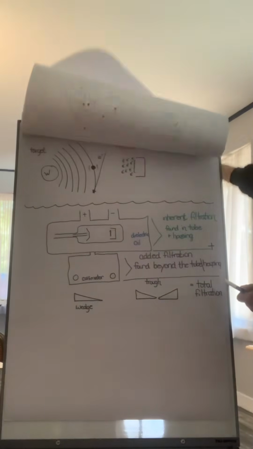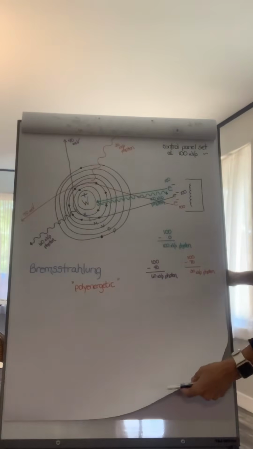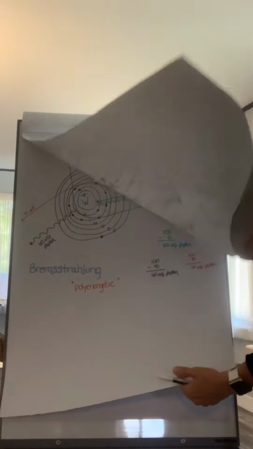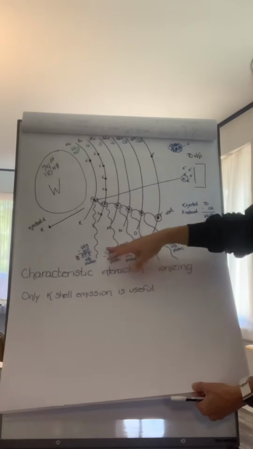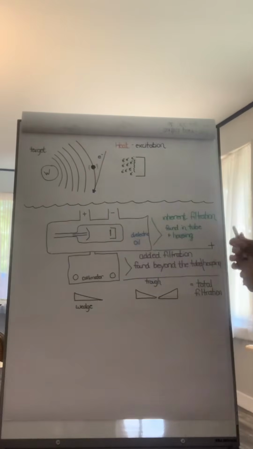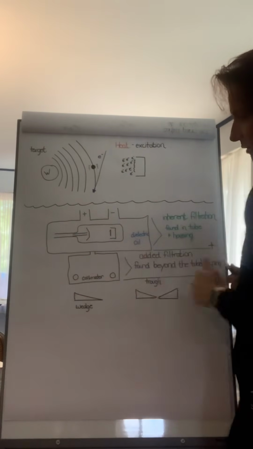Now let's look at filtration, because with characteristic, we truly want to absorb or filter out these low energy photons. How do we do that? Filtration. So this is the housing, the tube, and the collimator.